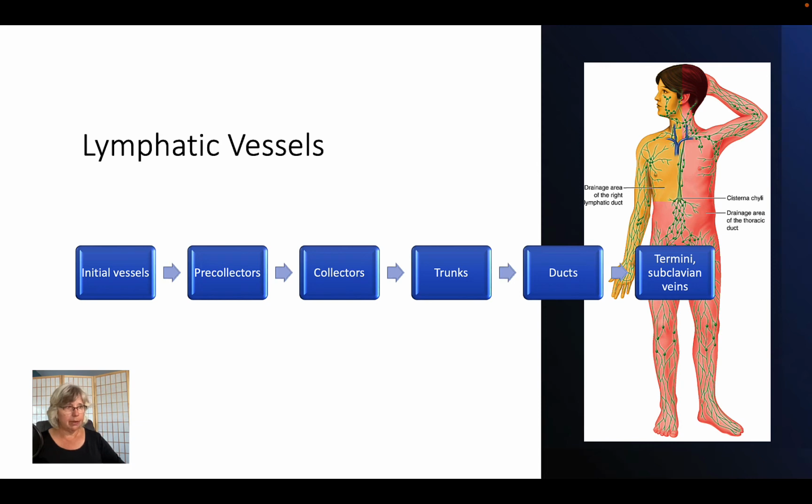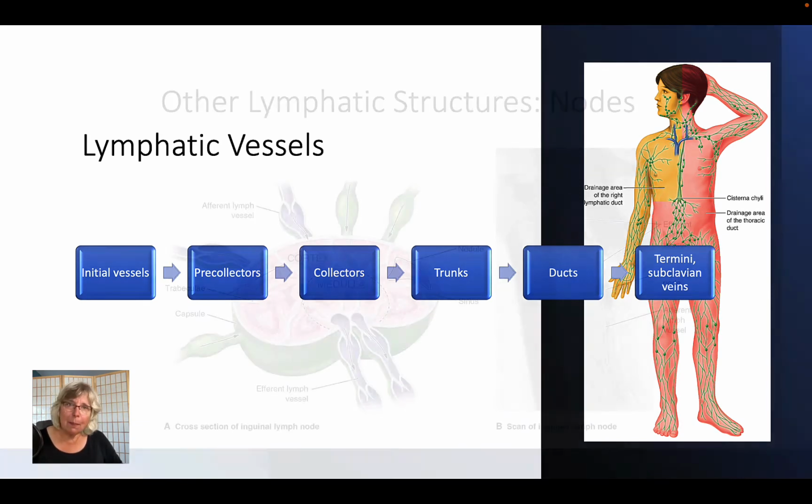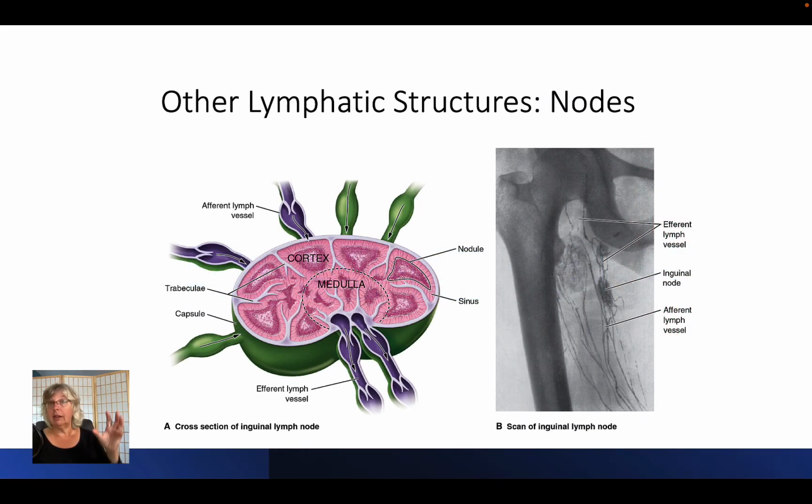Our next topic is other lymphatic structures, and specifically the lymphatic nodes. We'll be looking just briefly at some other things, but we need to talk about lymph nodes. Lymph nodes are cleaning stations, and they are located in sort of clusters around the body. We'll talk more about that in just a moment.